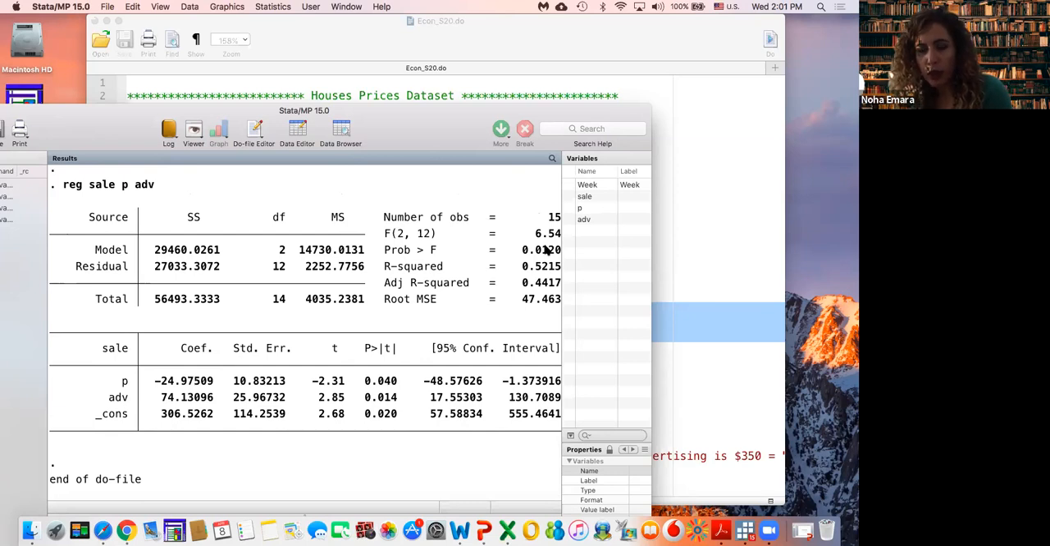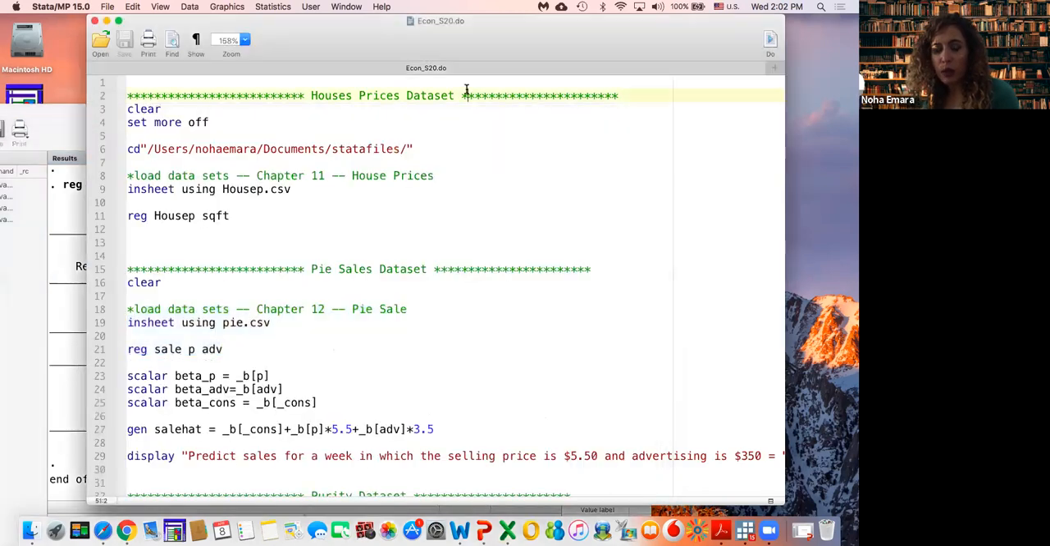So you can say under the 5%, the price and advertising are jointly statistically significantly explaining the variations in sales, because this is a very low probability. It's lower than the 5 and it's lower than the 10. So based on the 5% or the 10%, you can say that the coefficients of the model are jointly statistically significant.